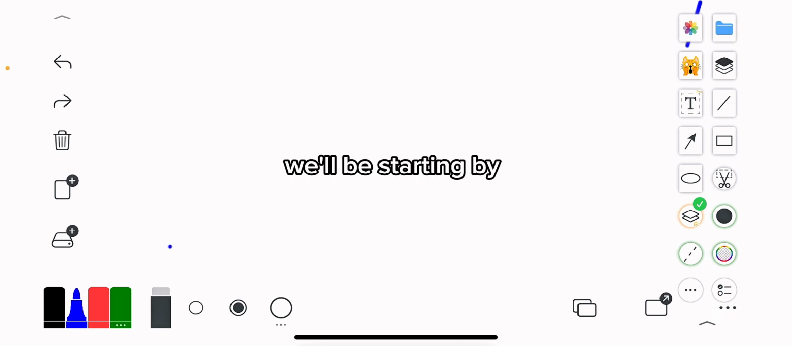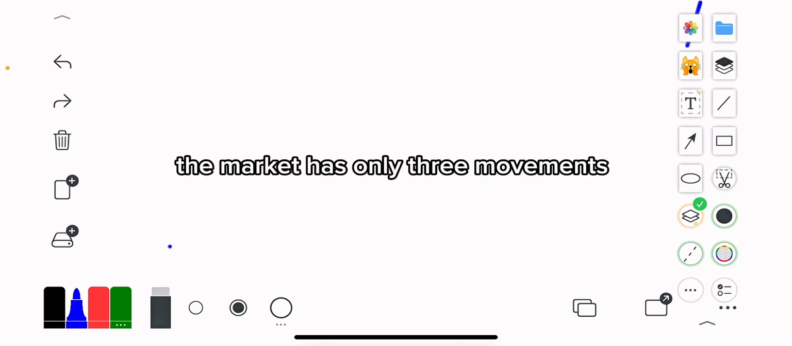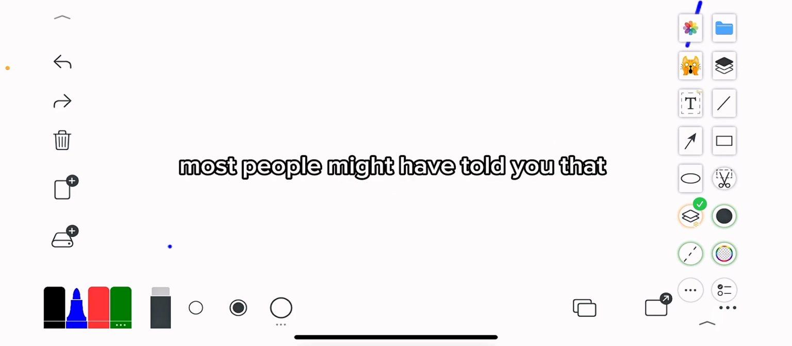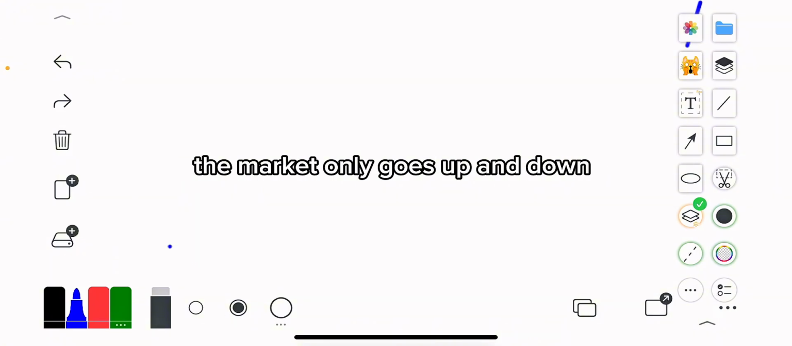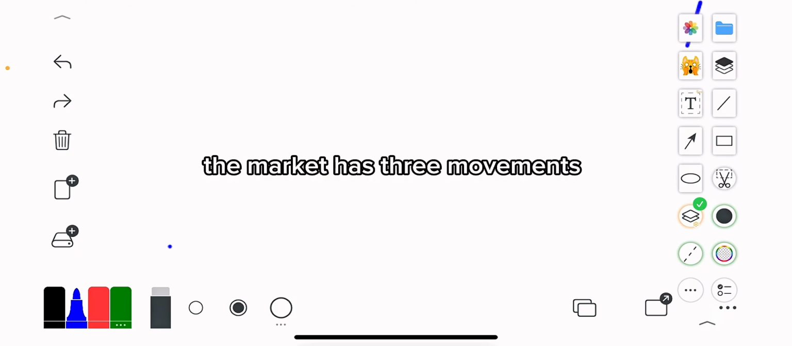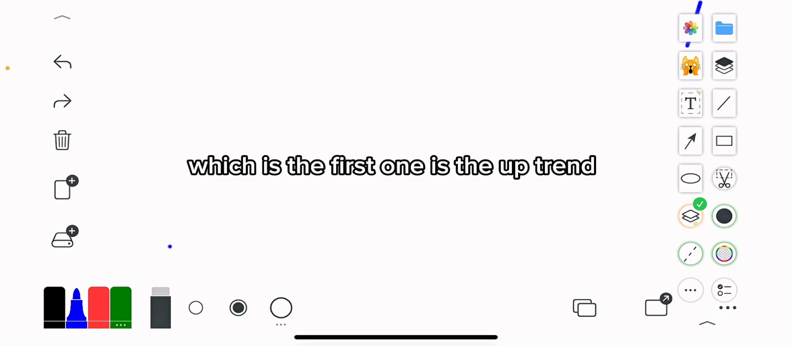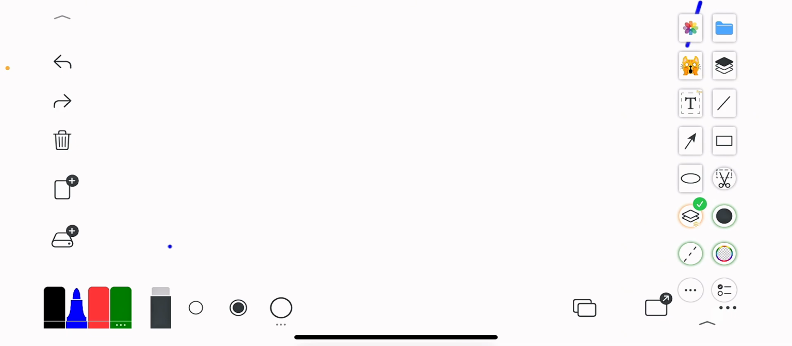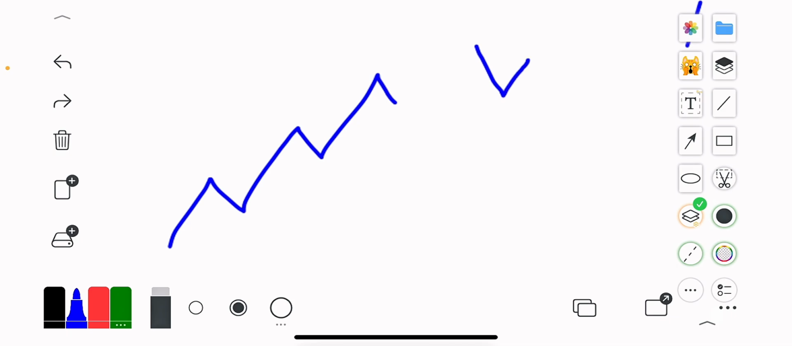Okay, first of all, we'll be starting with the fact that the market has only three movements, three ways it moves. I know most people might have told you that the market only goes up and down, but as an analyzer and as a pro trader, the market has three movements. The first one is the uptrend, which consists of higher highs, higher lows, higher highs, higher lows. And then the next one is a downtrend, which is the opposite of this, consisting of lower lows, lower highs, lower lows, lower highs.